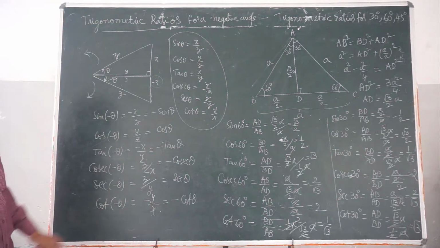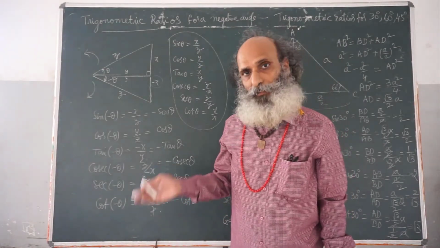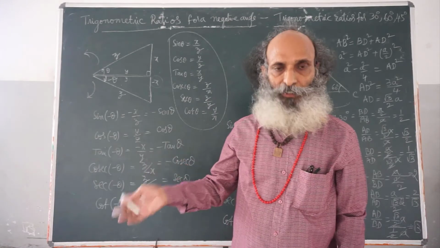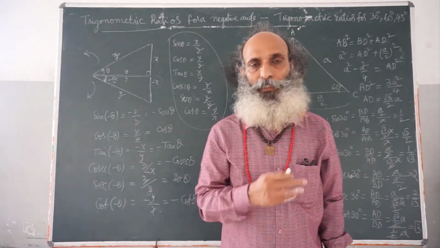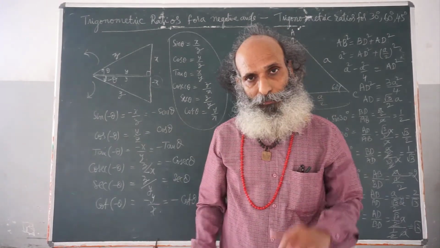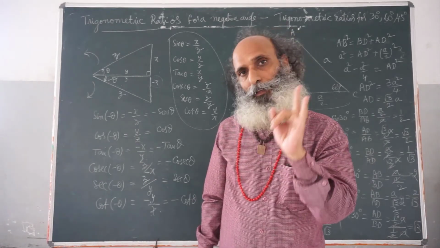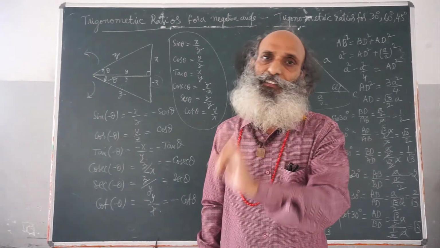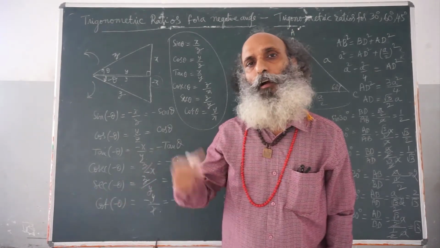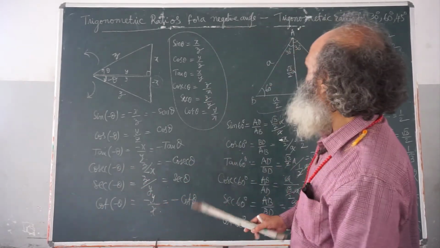So minus cot theta. Therefore, sine of minus theta is minus sine theta. Cos of minus theta is cos theta. Tan of minus theta is minus tan theta. Cosecant of minus theta is minus cosecant theta. Secant of minus theta is secant theta. Cot of minus theta is minus cot theta. That means cos and its reciprocal secant stay the same: cos minus theta is cos theta, secant minus theta is secant theta. Remaining all: sine minus theta is minus sine theta, tan minus theta is minus tan theta, cot minus theta is minus cot theta. Like that we can get this.